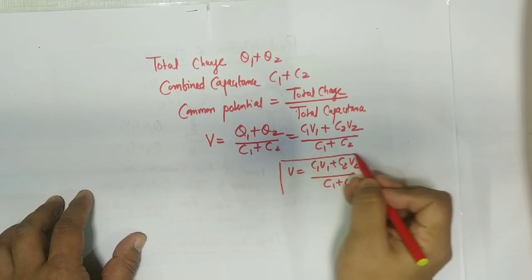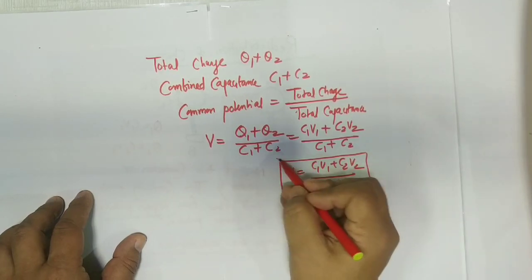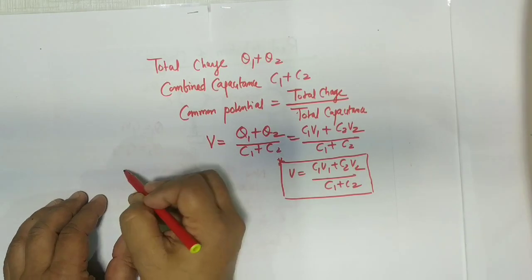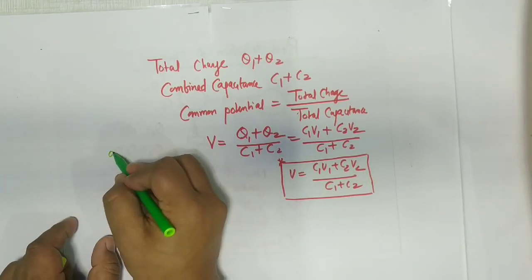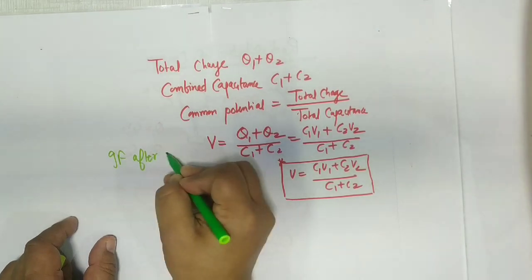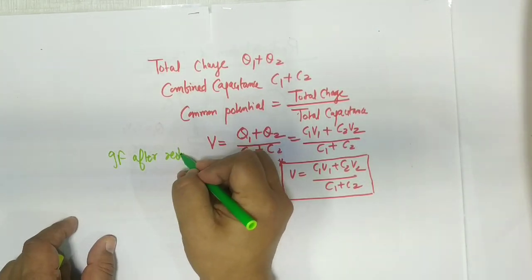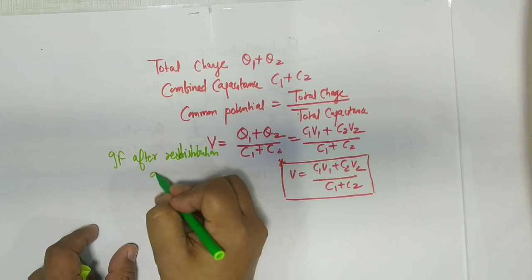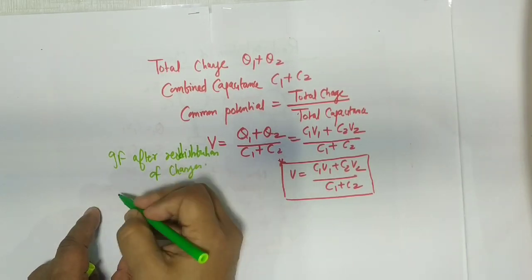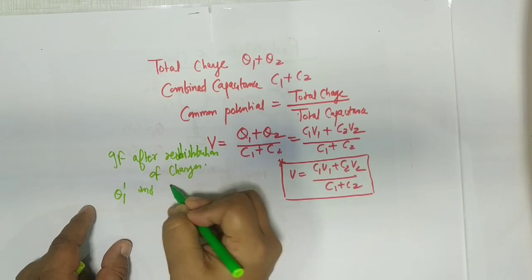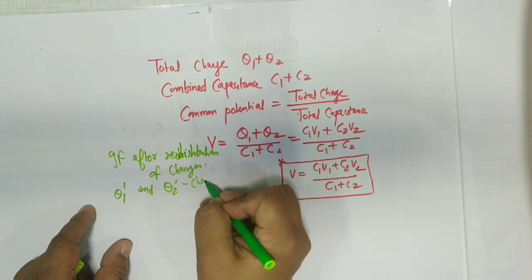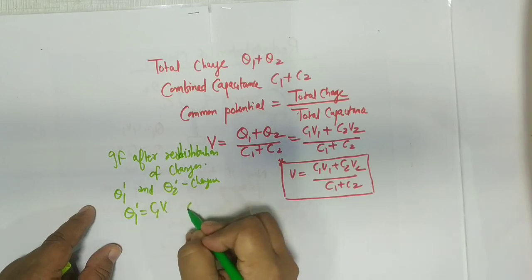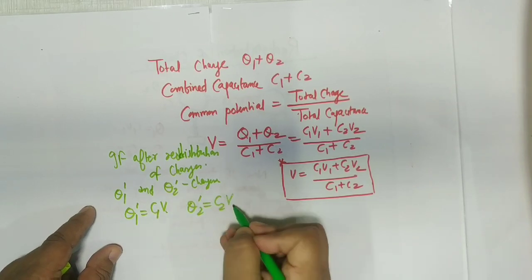This will be the common potential once it is attained by flowing of the charges from higher to lower potential. And after redistribution of charges, say Q1 dash and Q2 dash are the charges. Very simple: Q1 dash can be written as C1 V, and V is the common potential. Q2 dash can also be written as C2 V, where V is the common potential.